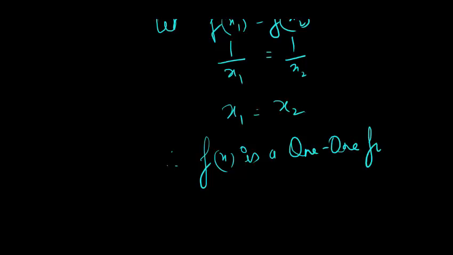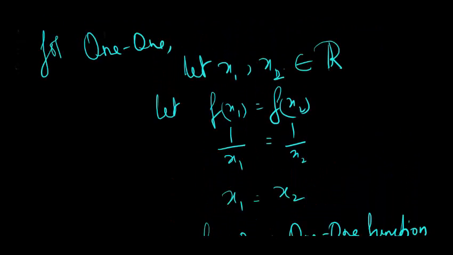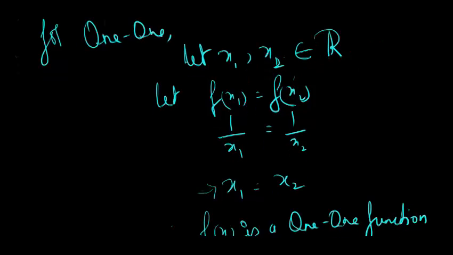F of x is a one-one function. So what does that basically mean? You have taken two elements from the second set, which is basically the images, and you have said that two pre-images get connected to the same image. That is exactly what you are saying here, and you have then gone ahead and proved that the pre-images are the same, and hence it's a one-one function. Now next we're going to prove for onto.